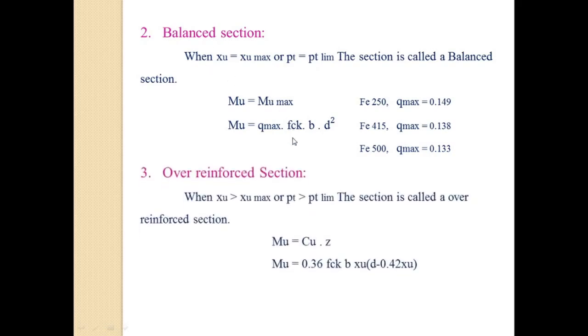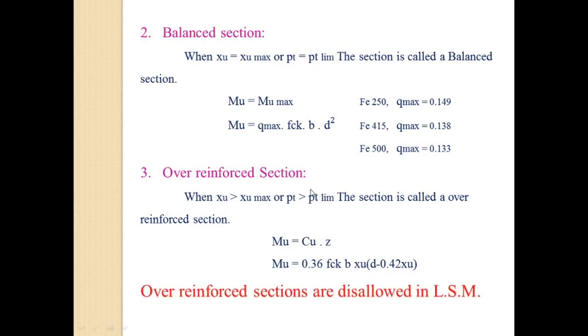And next is the over reinforced section. When XU is greater than XU max or PT is greater than PT limit, the section is called an over reinforced section. The moment of resistance is calculated using the total compressive force multiplied by the lever arm. This total compressive force is 0.36 FCK into B into XU. The lever arm is D minus 0.42 XU. So the total formula is Mu is equal to 0.36 FCK into B into XU in bracket D minus 0.42 XU. This is the over reinforced section.